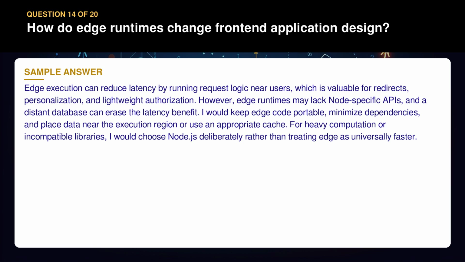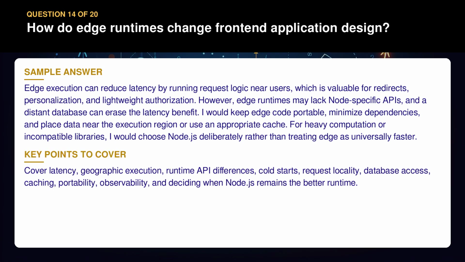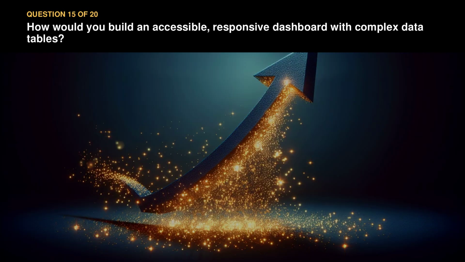I would keep edge code portable, minimize dependencies, and place data near the execution region or use an appropriate cache. For heavy computation or incompatible libraries, I would choose Node.js deliberately rather than treating Edge as universally faster. Cover latency, geographic execution, runtime API differences, cold starts, request locality, database access, caching, portability, observability, and deciding when Node.js remains the better runtime.